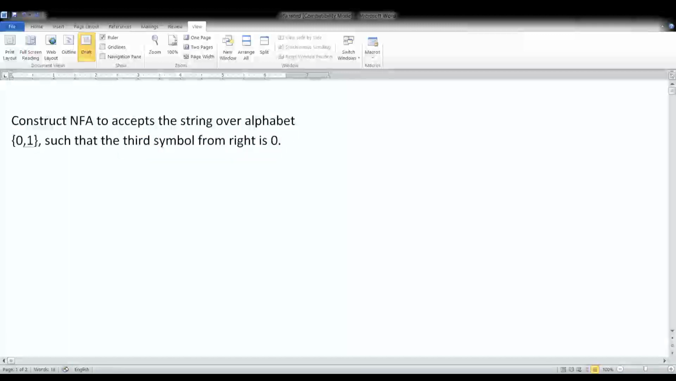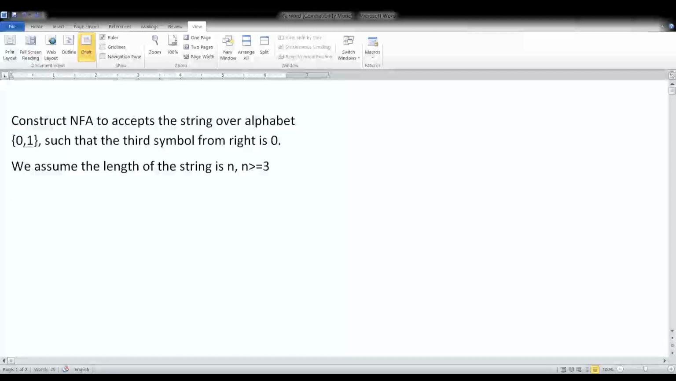So before going to the designing part, first we will understand which strings are accepted by this NFA. In general, we assume the length of the string is n. Since the pattern is given, the third symbol from right is 0, it means the minimum length of the string is 3. So we set the value of n to be greater than or equal to 3.